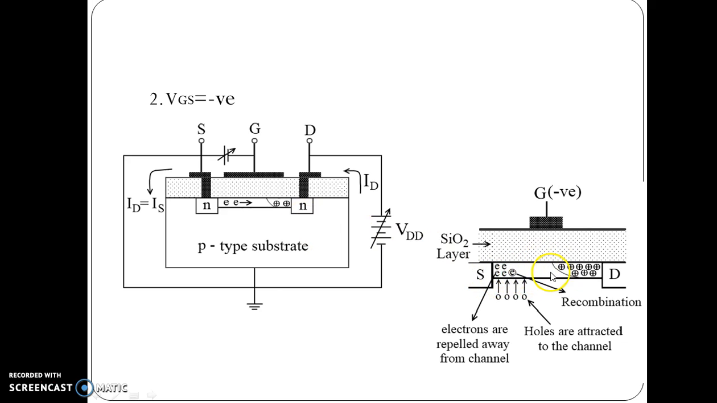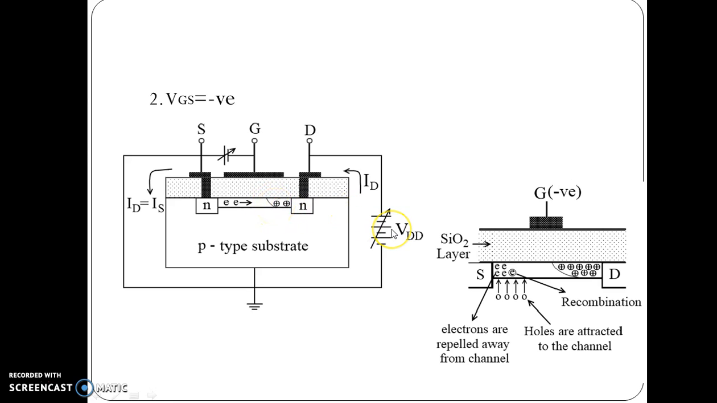But in this case, since the drain terminal is connected to the positive terminal and the gate terminal is connected to the negative terminal, due to this recombination of electrons and holes, the number of electrons available for conduction decreases. So the maximum current we are getting in this case is less as compared to when VGS is equal to 0 volt. Since VGS is negative, here we can observe the depletion region gets created.